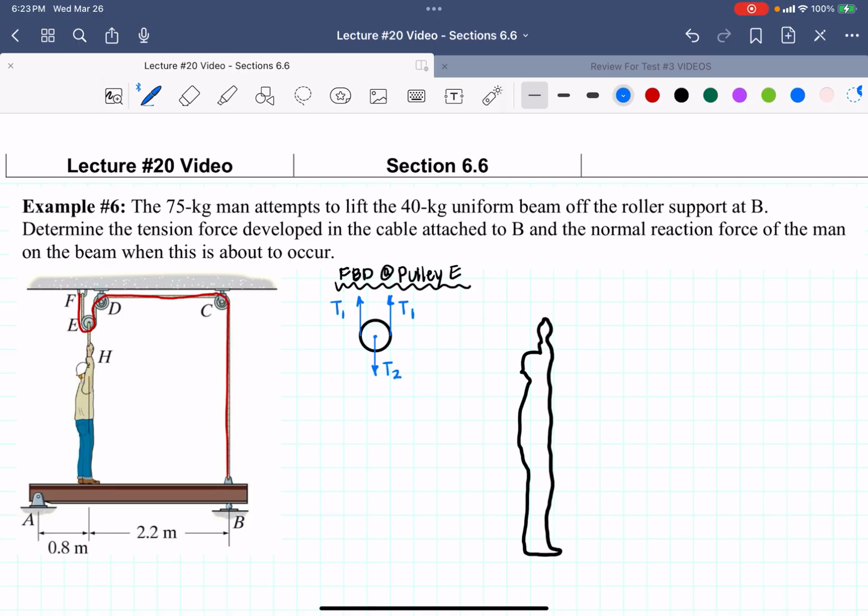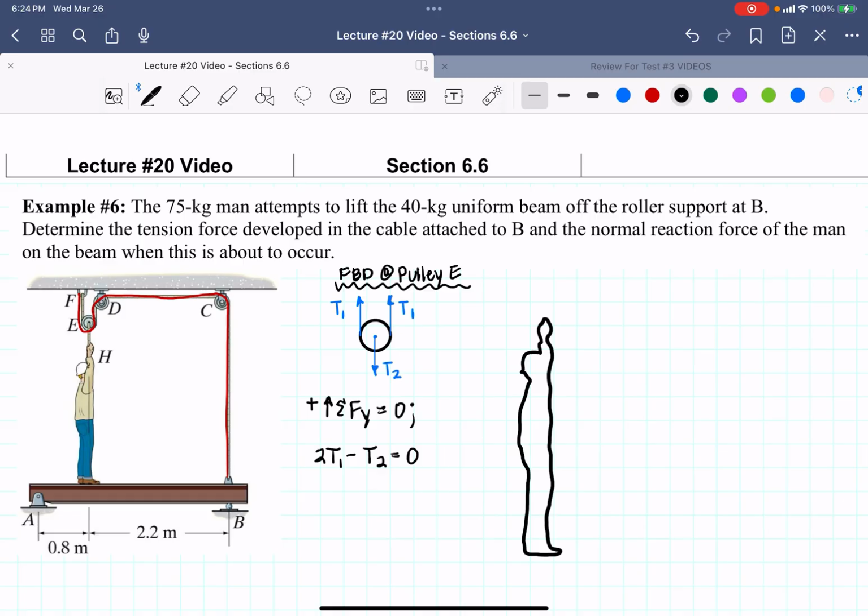So right now, all I have is vertical forces, so I'm going to say the sum of the forces in the y direction equals 0. The reason I'm doing that is because I'm going to use it later. So that tells me that I have 2 T1 minus T2 equals 0. So that's my first equation, 2T1 minus T2 equals 0.